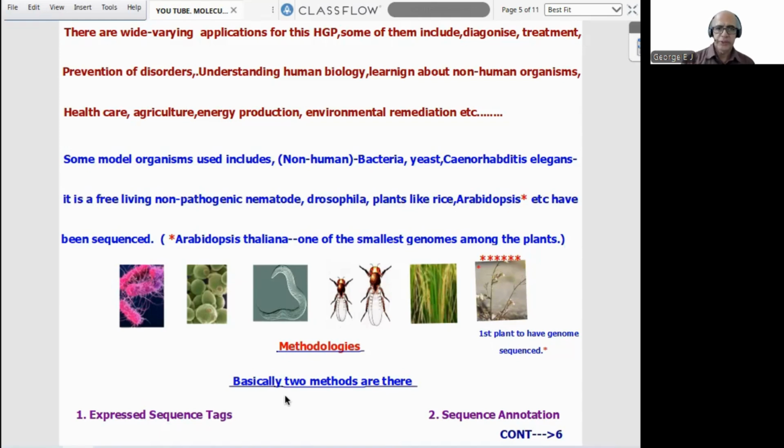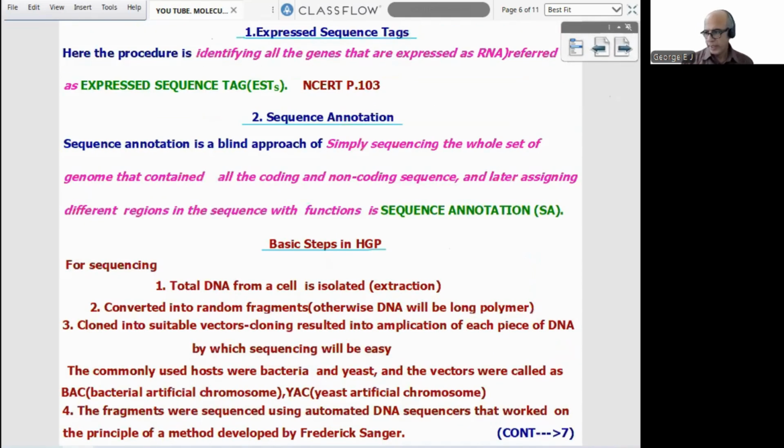Now come the methodologies. According to NCERT, there are basically two methods available. One is expressed sequence tag. Second is sequence annotation. First we can proceed with the expressed sequence tag. What is it? Why that name? In the expressed sequence tag methodology of the Human Genome Project, the procedure is identifying all the genes that are expressed as RNA. That is how the term expressed came, referred to as expressed sequence tag, short form EST. It is NCERT representation, page number 103.